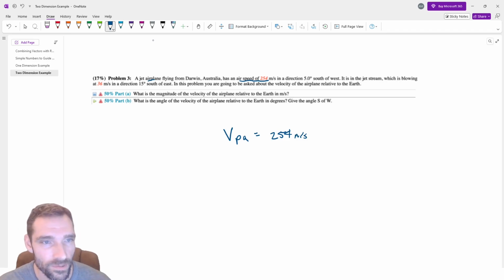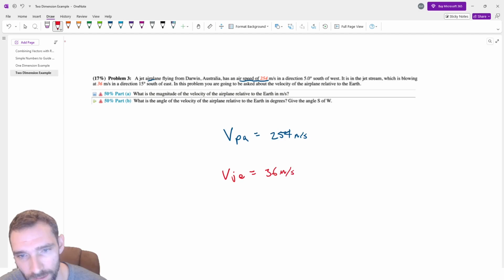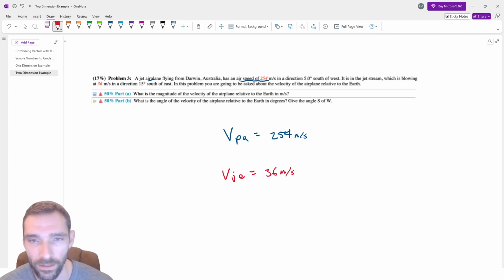And there's also this jet stream. You could think of that as the velocity of the jet stream relative to the Earth being 36 meters per second. So they also have directions given here. Let's try and get that mapped out.